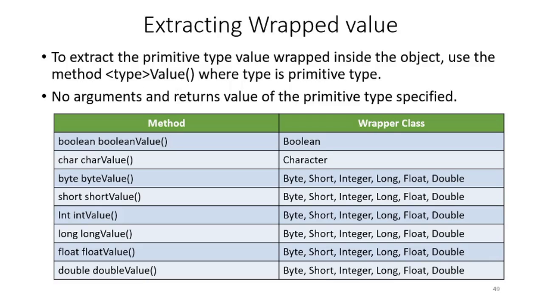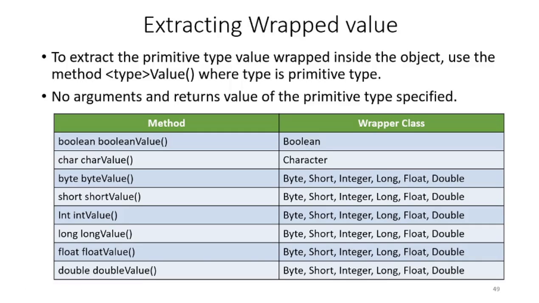Here is the list of the functions in the table. These functions do not take any argument, and each returns the value of the primitive type specified. Here are some methods and their classes. First, in the first column, booleanValue. This is the method, its return type is boolean, and it belongs to the wrapper class Boolean. It is going to return the boolean value which is stored in that wrapper class.